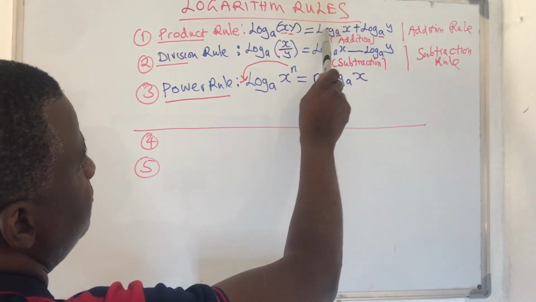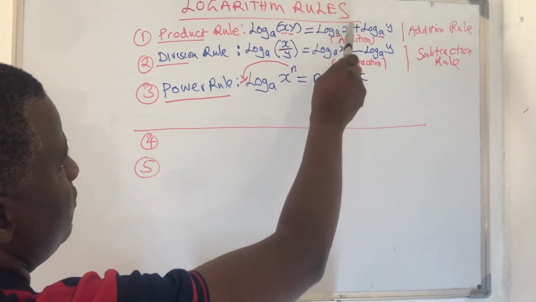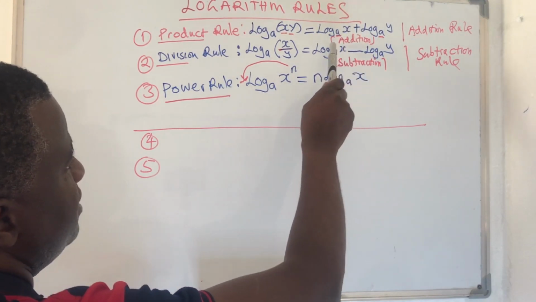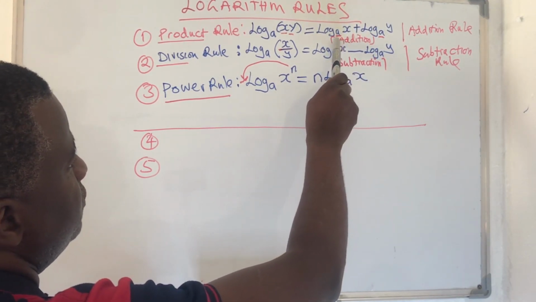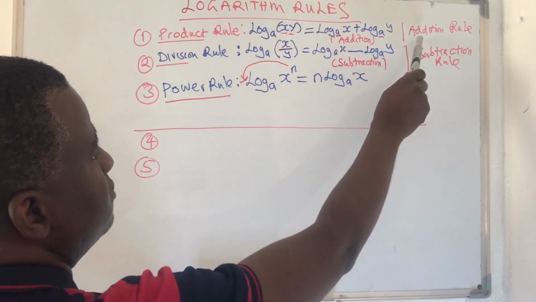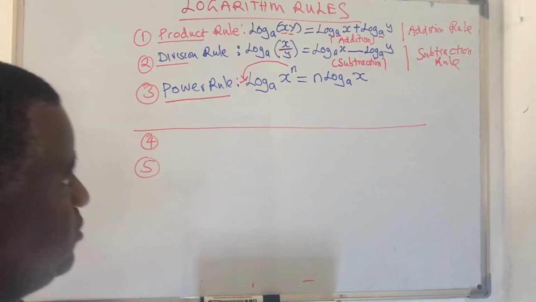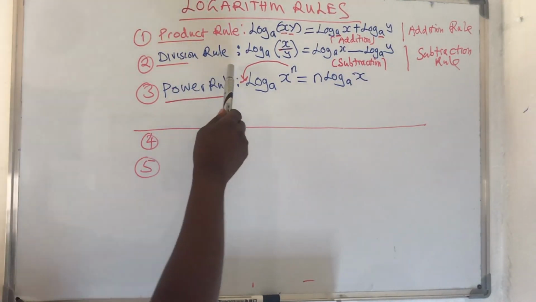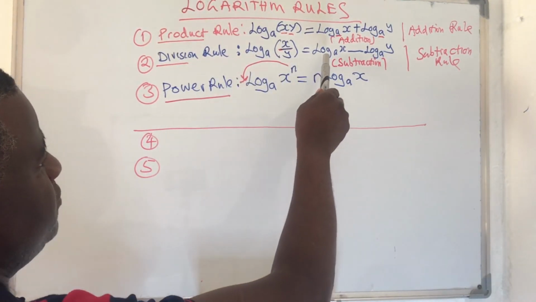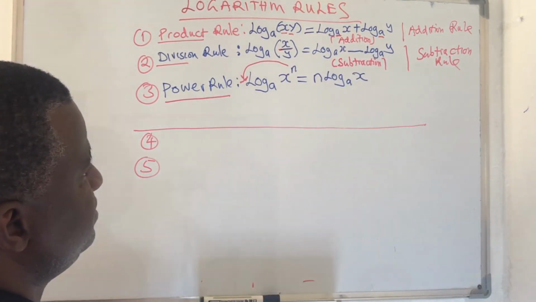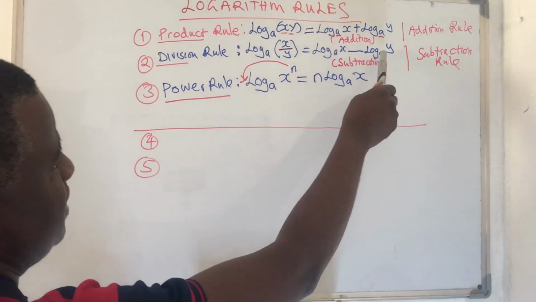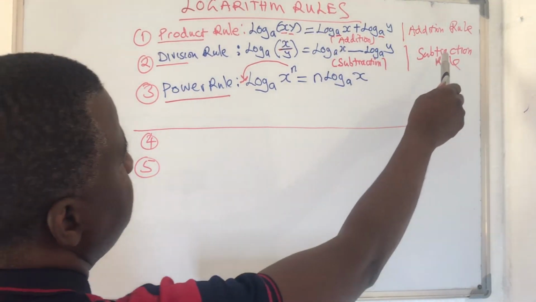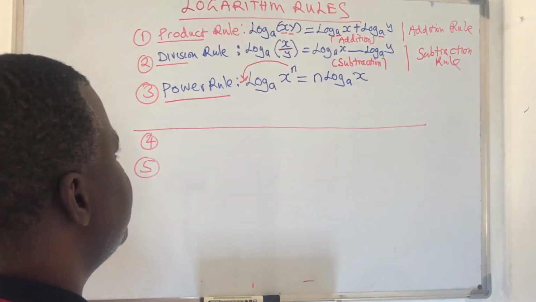Each one is going to be by itself, except we are going to put a plus. So we are going to add the 2 logs. So it can also be called the addition rule. For the division rule, we know that we are going to subtract, isn't it? We are going to subtract. So it can also be called the subtraction rule.